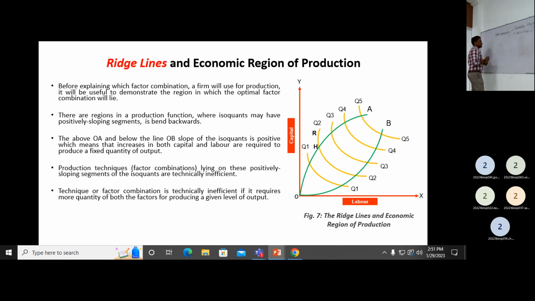Now, if we draw a particular graph like this, I think you all can see this.